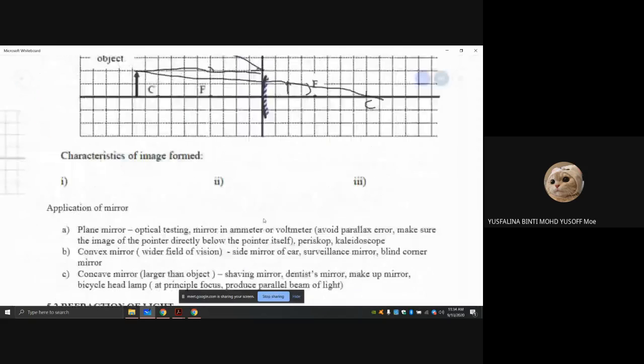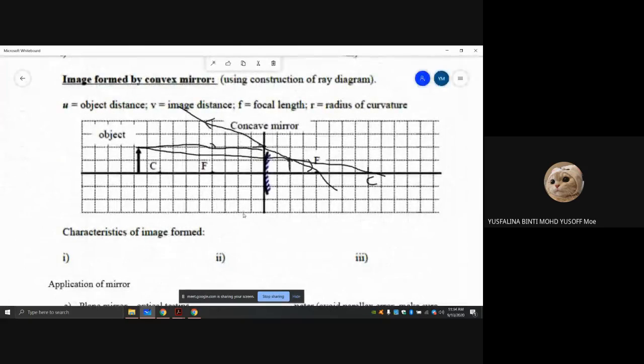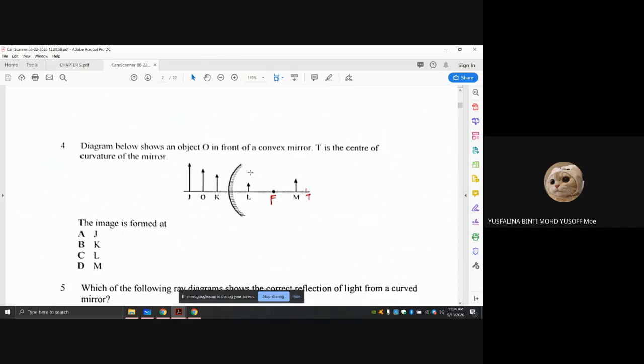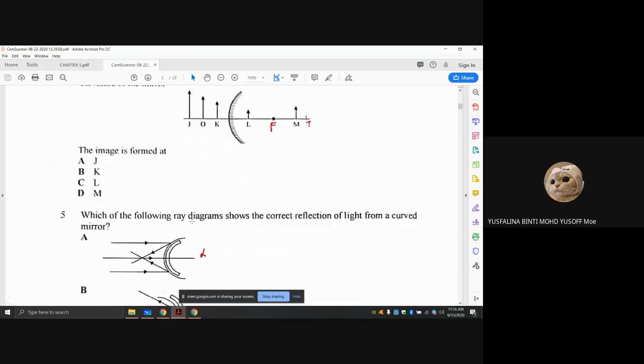This is convex. So you can see the convex mirror forms the image before F here. So for this question, the image will form at L. So the answer is C. It doesn't matter where your object is, the image will always be formed here at L. So the answer is C.